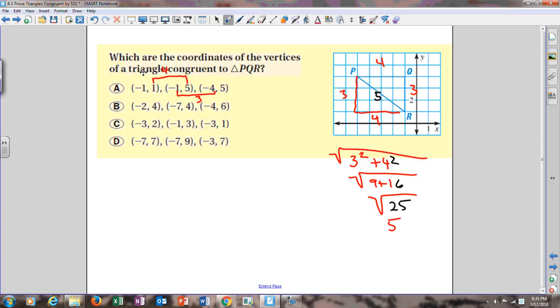And then we have to check the last part. It goes from -1 to -4, which is a distance of 3, and a distance of 4 going from 1 to 5. So it would be the square root of 3 squared plus 4 squared again. As soon as you see that it's the same as this, then you know that has to be true. So it's A.